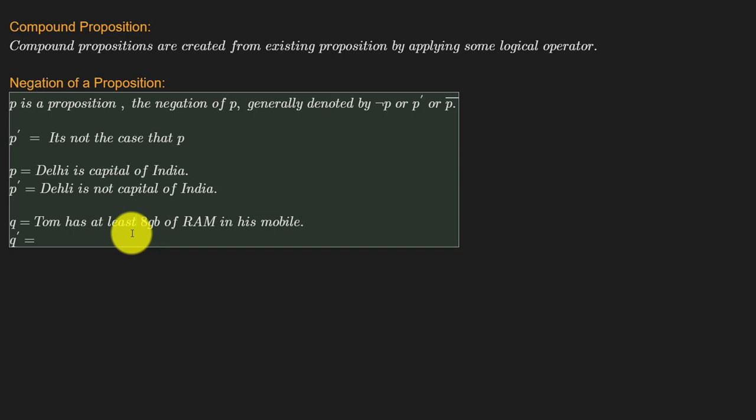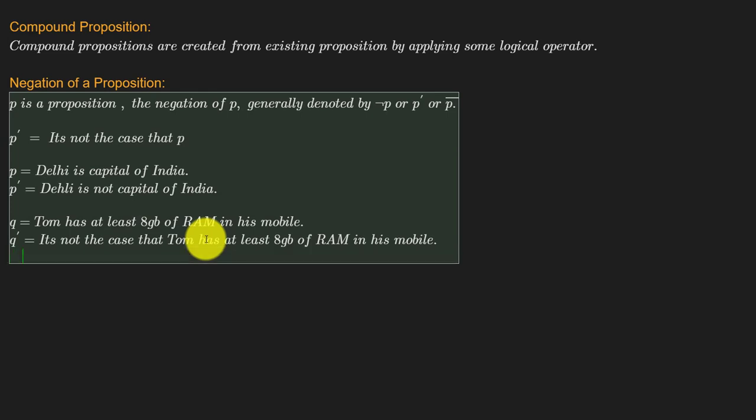That means at least 8 GB RAM is there in his mobile. It can be more as well. So the negation of this one could be, if I just state it in this way, "It is not the case that Tom has at least 8 GB RAM in his mobile." That means we can write it in another way: Tom has less than 8 GB of RAM in his mobile.